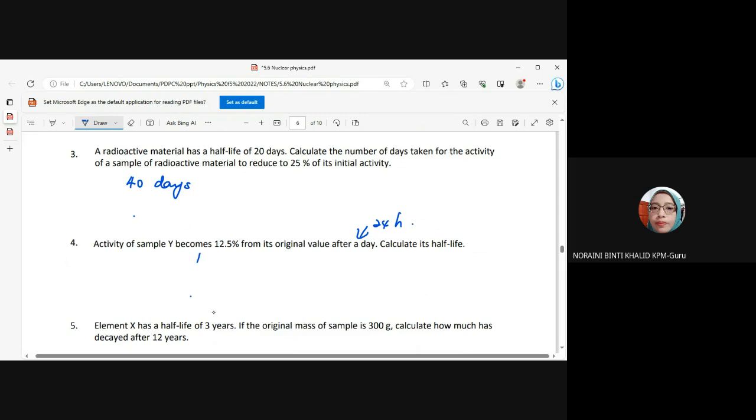12.5% is 1/8, meaning half to the power 3. N equals to 3. Half-life equals to 24 hours divided by 3. So 8 hours. Okay, so half-life ialah 8 hours. Kalau tak tahu, you comment.